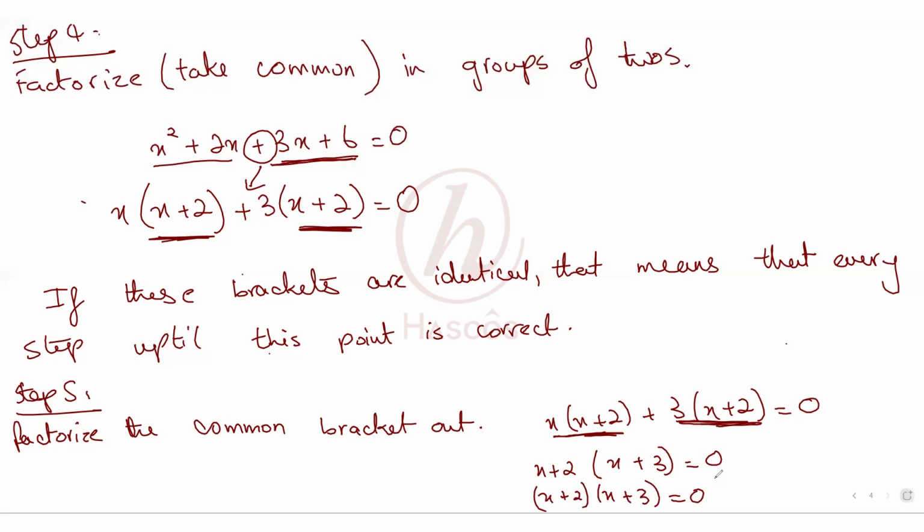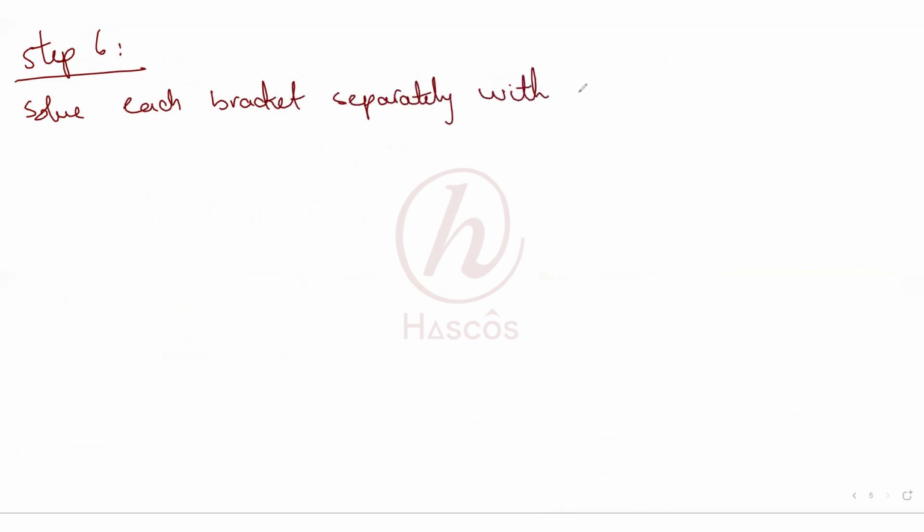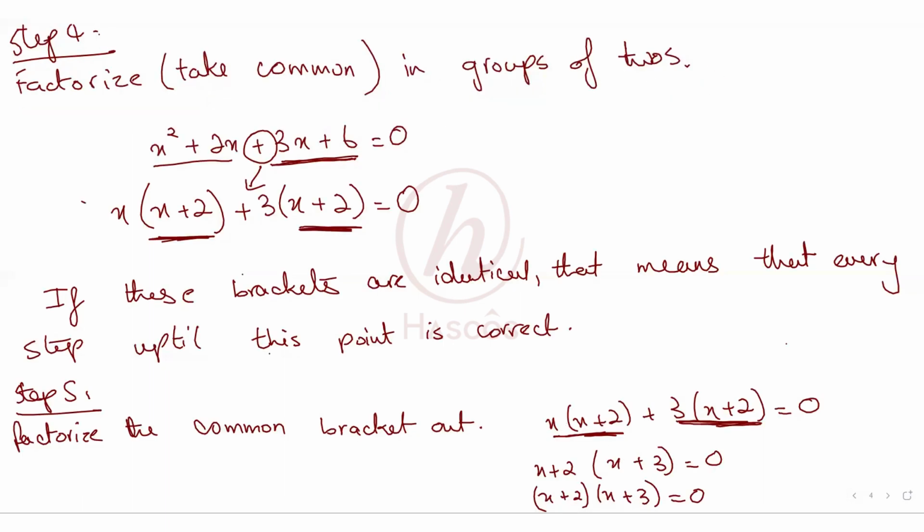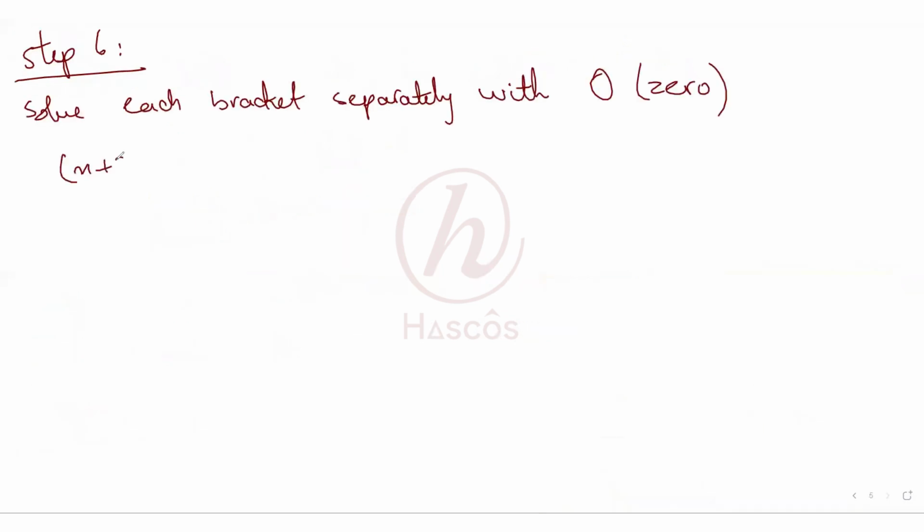We have another very simple last step left, step 6, in which we solve each bracket separately with 0. Now copying the simplified equation from step number 5, which is x plus 2, x plus 3 equals 0.